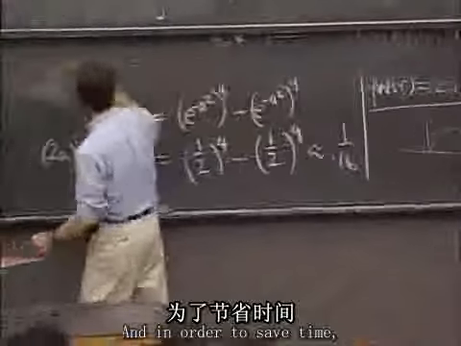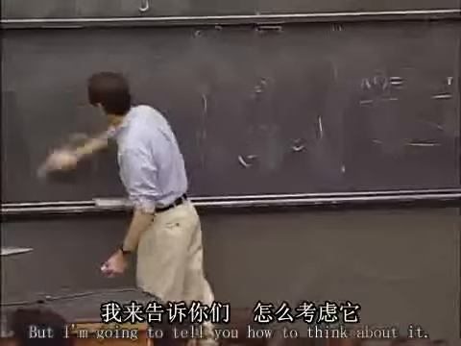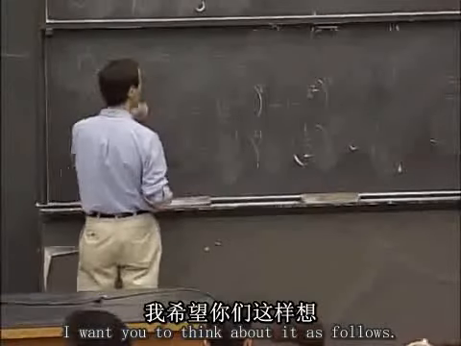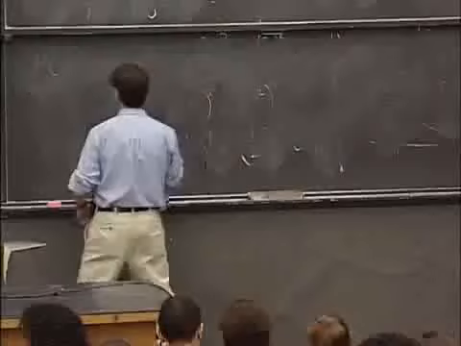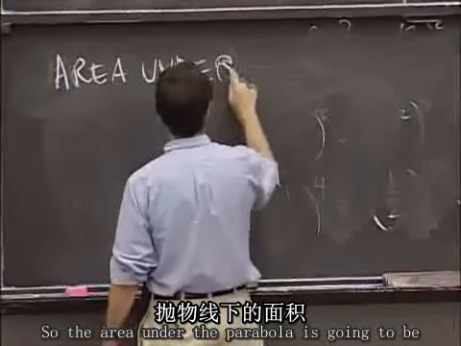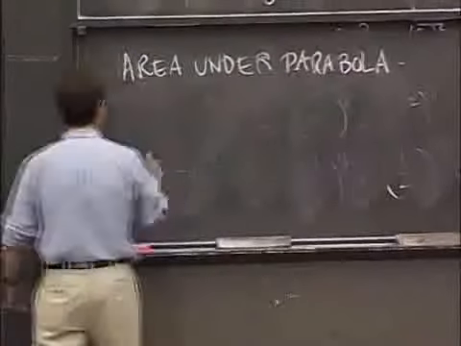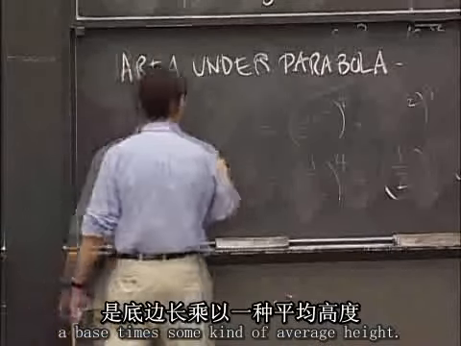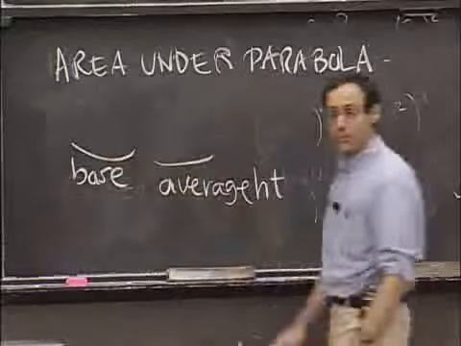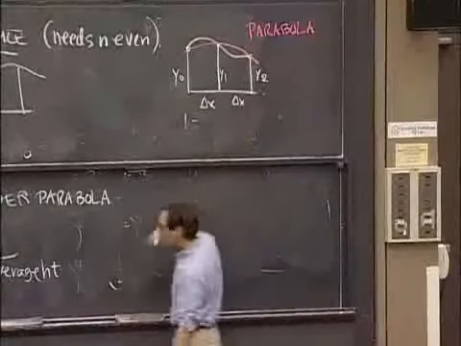Now, I need to tell you what the arithmetic is. And in order to save time, it's on your problem set what the actual formula is. But I'm going to tell you how to think about it. I want you to think about it as follows. So the area under the parabola is going to be a base times some kind of average height. And the base here, you can already see, is 2 delta x.